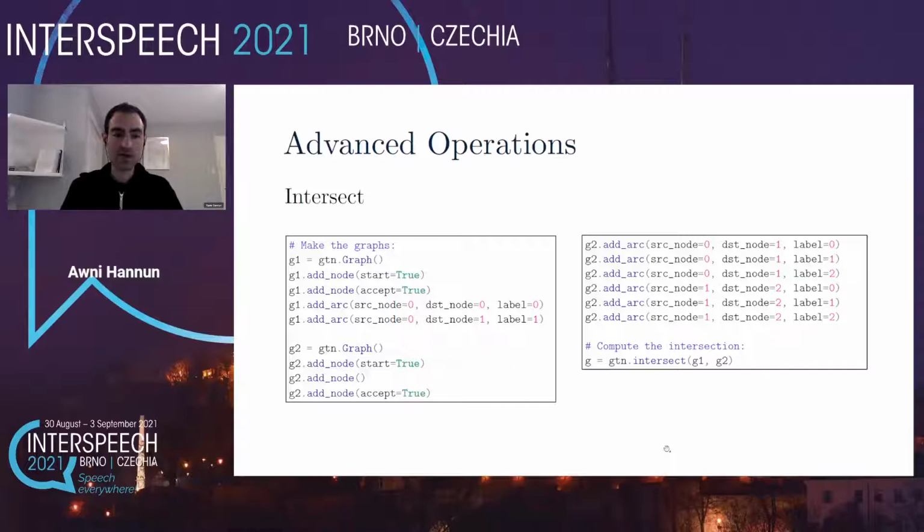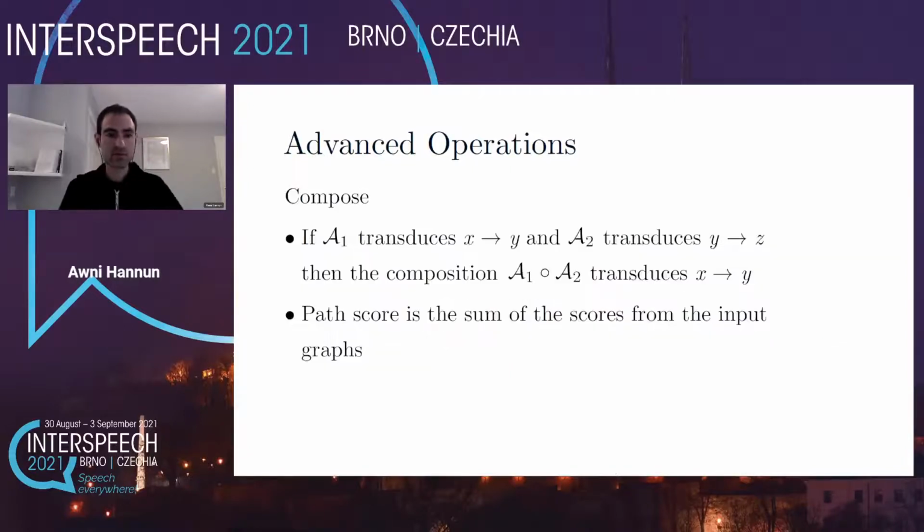So in the Collaboratory Notebook, if you want to compute the intersection, you construct your 2 input graphs, first one and the second one, and then you compute the intersection. The intersection just takes 2 inputs. If you want to intersect 3 graphs, you can do it, but you have to make 2 calls to the intersect.